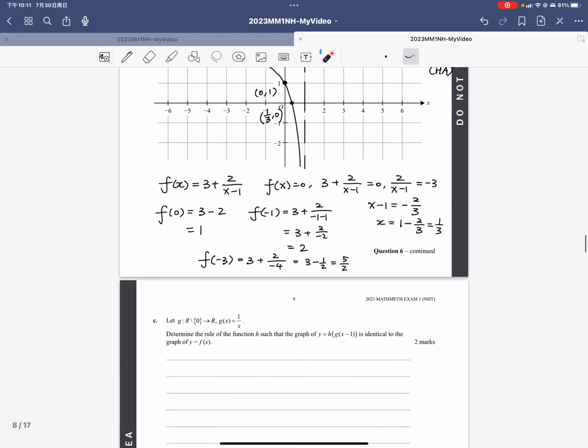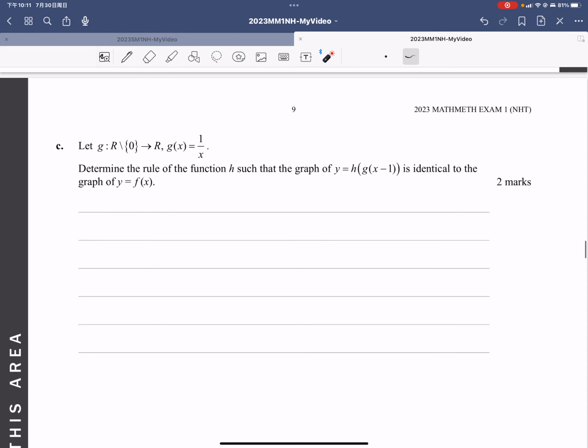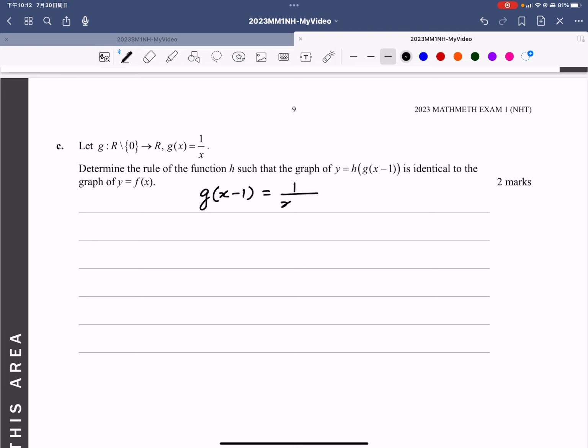Okay, so let g of x equal 1 over x and the domain is R backslash 0. Determine the rule of the function h such that the graph of y equals h of g of x minus 1 is identical to the graph of y equals f of x. Interesting. So basically, we'd like to think about g of x minus 1. That will be 1 over x minus 1, isn't it?